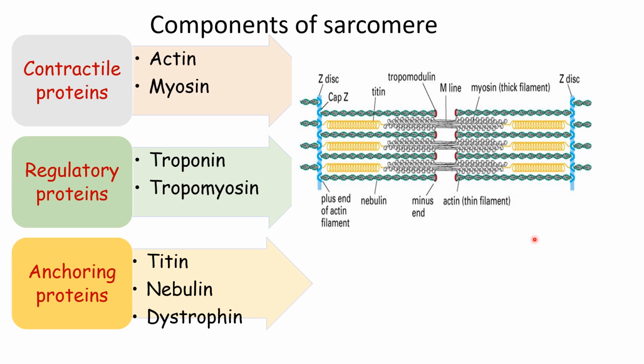And beside that we have also the anchoring protein, which are titin. You can see these spring-like structures, titin. Then we have nebulin, which is present along the thin filament, and then we have dystrophin. So let us study each of the components of the sarcomere.